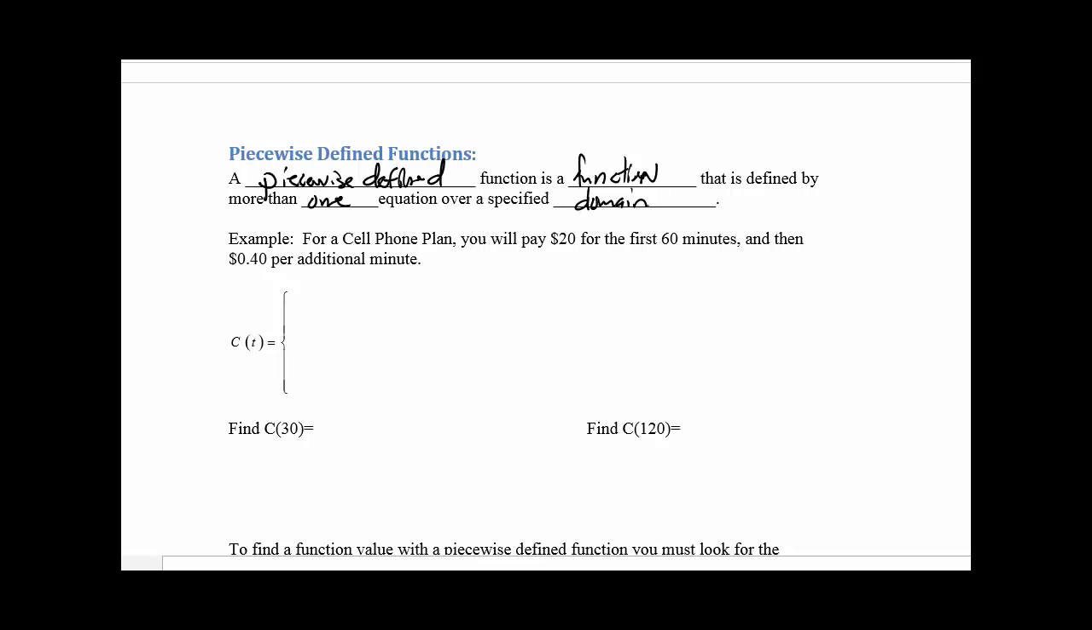So what would the cost look like? Well, it's going to cost me 20 as long as I talk anywhere between 0 and 60 minutes. Now, if I go above 60 minutes, it's going to cost me a little bit more, right? So let's think about this. It would cost me the original 20 plus each minute beyond the 60. So that's the 0.4, so 40 cents. And I want to subtract off 60 from the number of minutes that I actually use. And this would be anything that's bigger than 60.